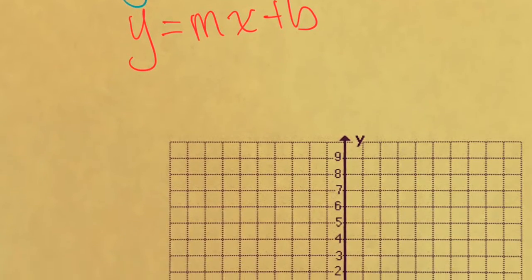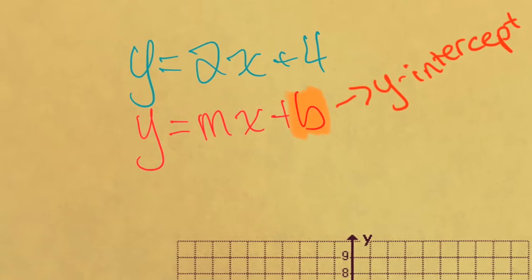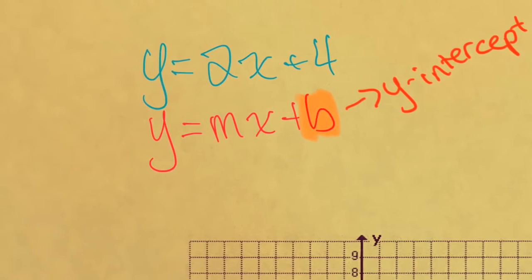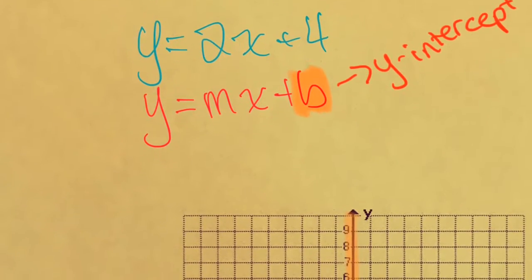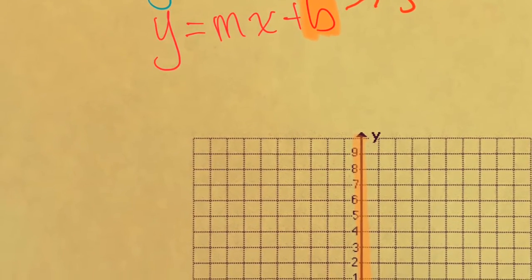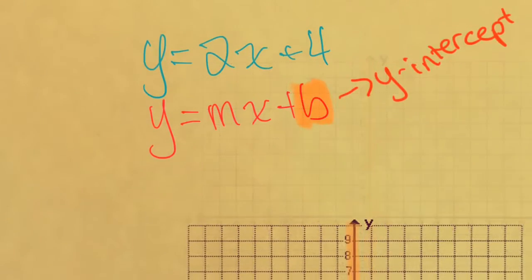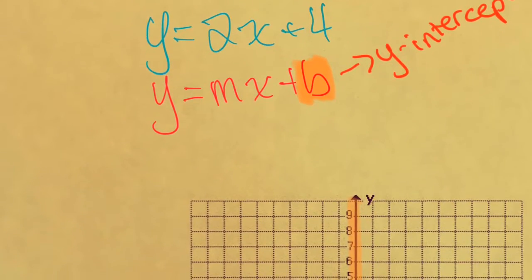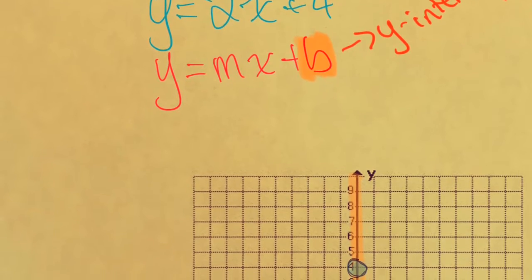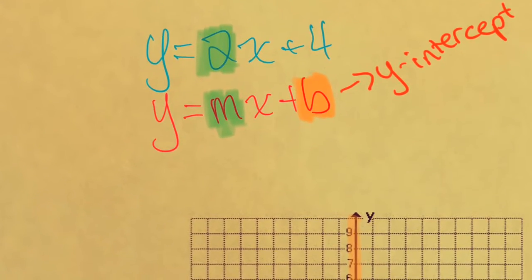So again, y equals mx plus b is our basic formula. In this case, we're first concerned with the y-intercept, or the b. This is the place on the y-axis where our line is going to cross. So the first thing we're going to look for is that number. That number in ours is positive 4. So we're going to make our first mark at positive 4 on the y-axis.